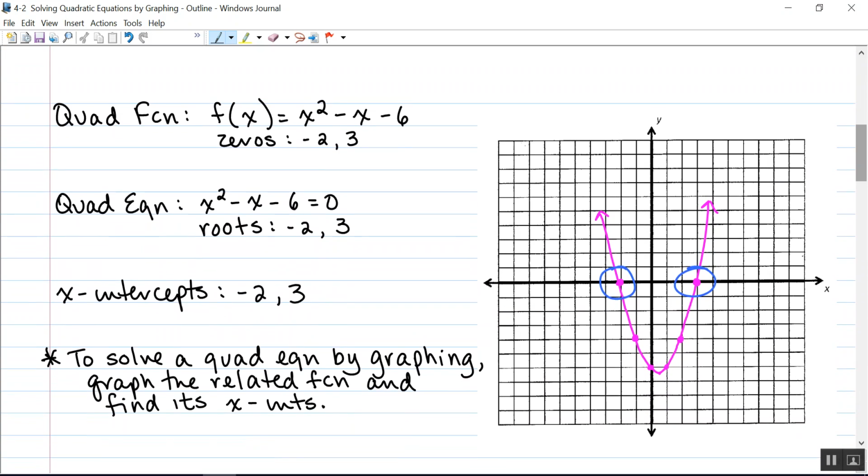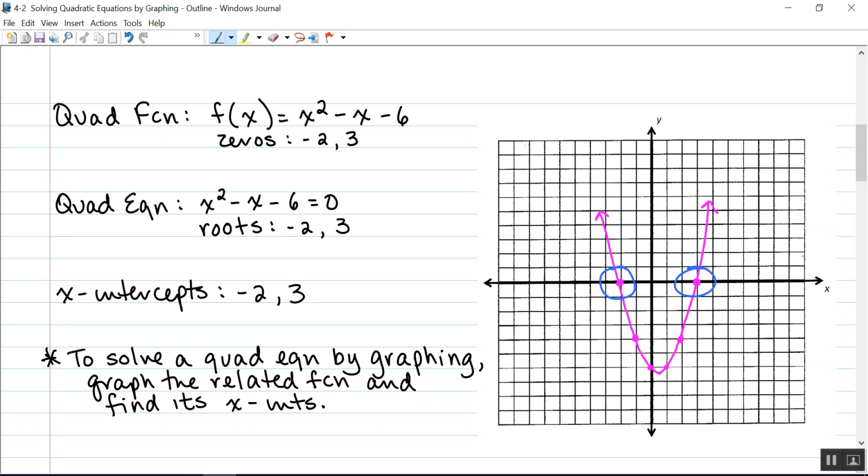So all of these things are kind of related to each other. A quadratic function is in the form f of x. And so here's an example of one. F of x equals x squared minus x minus 6. Its zeros are negative 2 and 3. The related quadratic equation is x squared minus x minus 6 equals 0. In other words, when is f of x equal to 0? And its roots, or the x values that make it true, are negative 2 and 3. The x-intercepts of the graph are negative 2 and 3. And as you can see, it's all kind of the same thing.